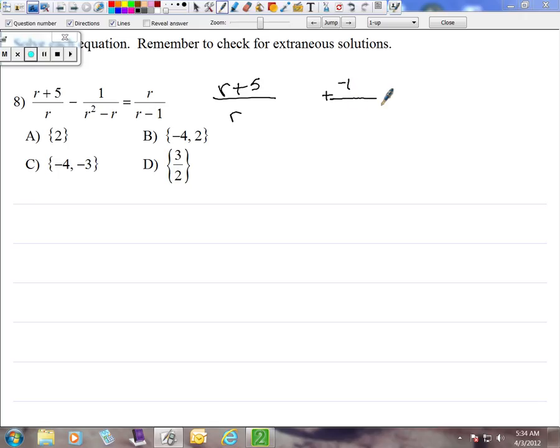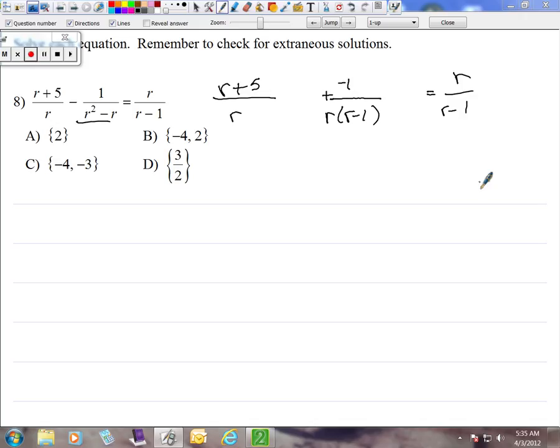Now this denominator can be factored. Take an r out, and you get r minus 1, don't you? Yep, leave a little room. And this one is not factorable. We have r over r minus 1.